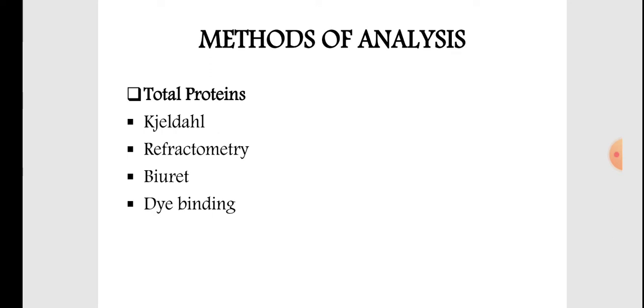We have 4 methods which are Kjeldahl method, refractometry, Biuret method and dye binding method.